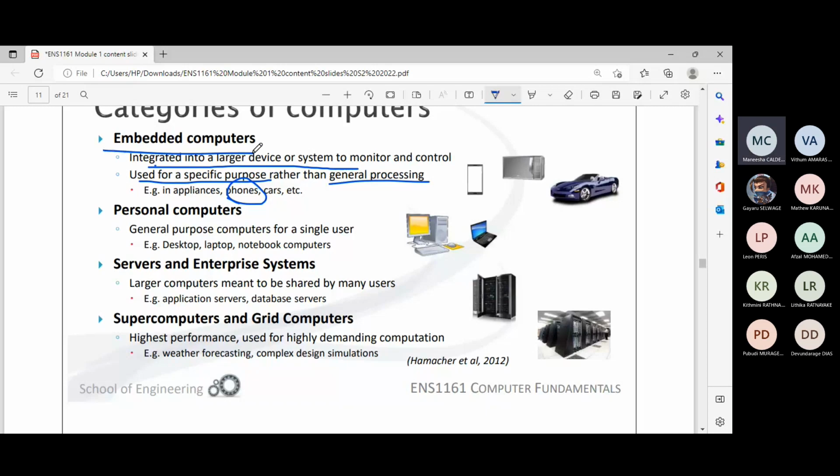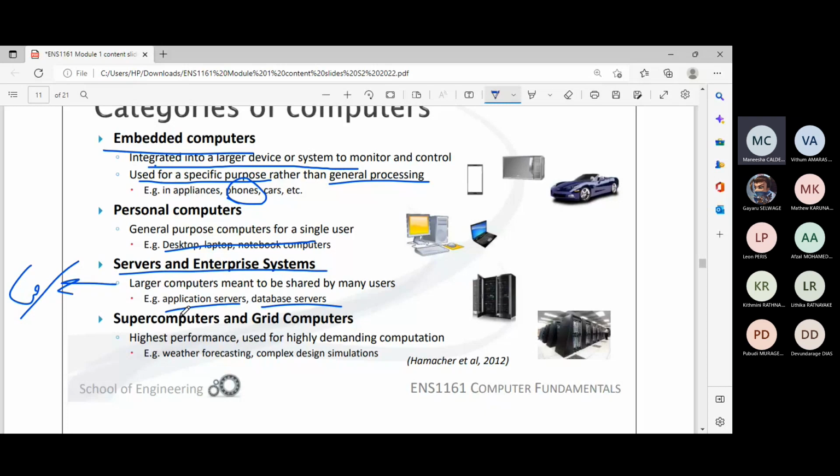Personal computers. What are these personal computers? Like laptops, desktops, and so on. Servers and enterprise systems. What are these? Application servers, database servers, simply you might say app servers, web servers, DB servers. Nowadays, it has moved much more into cloud environments rather than on-premises application development.